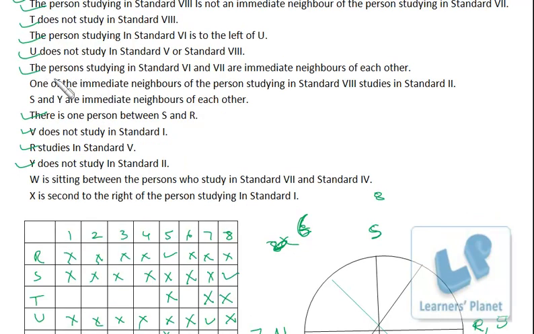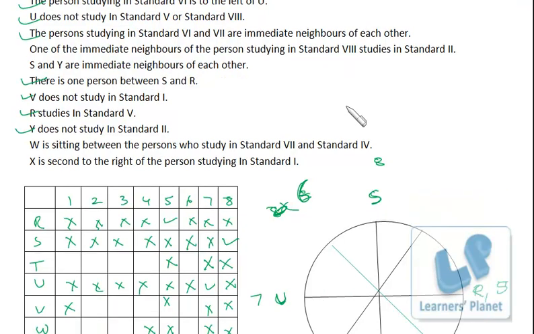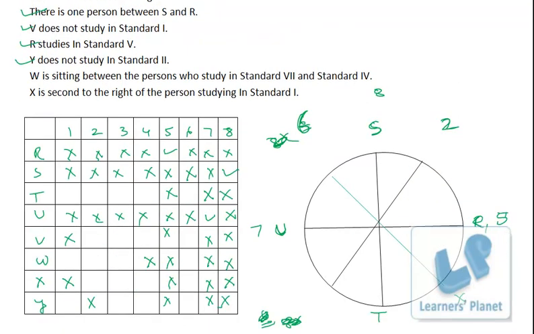Then we are left with one of the immediate neighbors of the person studying in standard 8, which is standard 2. So here grade 8, here it is 6, so it must be 2. So this position is for 2. That means T is not there in 6, 8 and 2. So for T we remove 6, 8 is already removed, 2 is also removed. Similarly for X, 2, 8 and 6 we remove. 2, 8 is already removed, and 6.